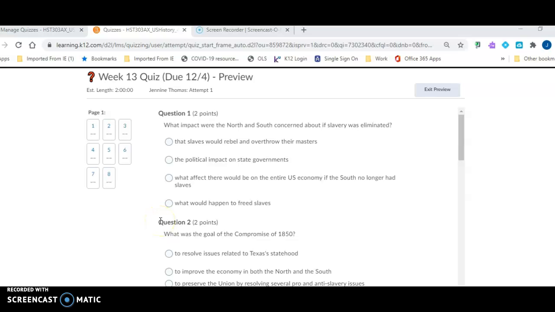1. What impact were the North and South concerned about if slavery was eliminated? That slaves would rebel and overthrow their masters, the political impact on state governments, what effect there would be on the entire U.S. economy if the South no longer had slaves, what would happen to freed slaves.